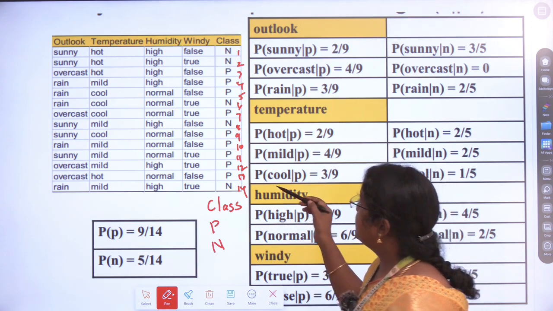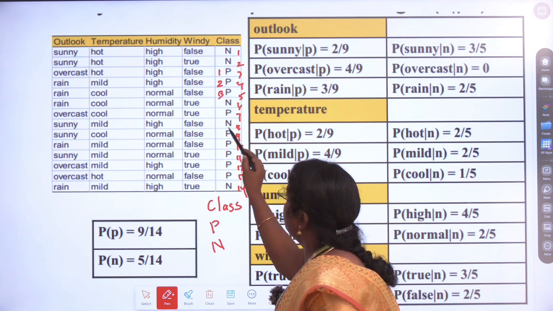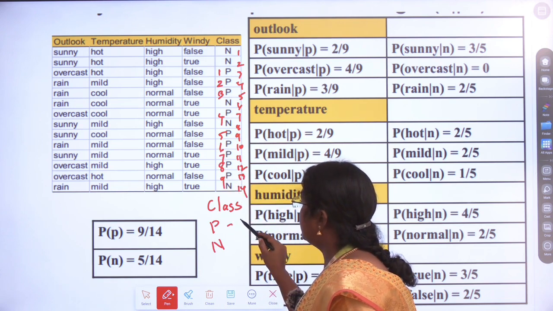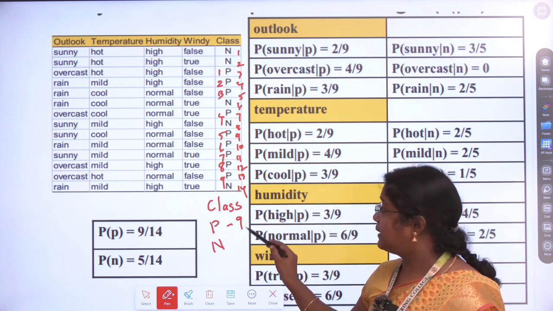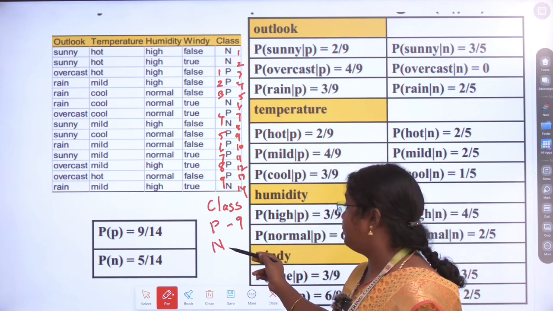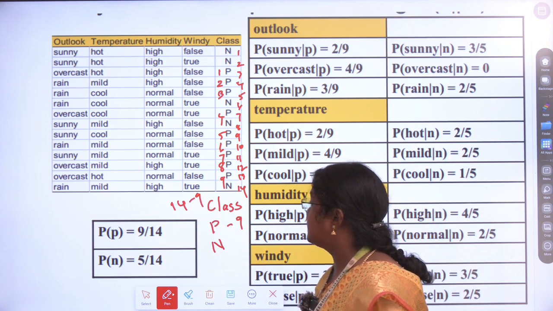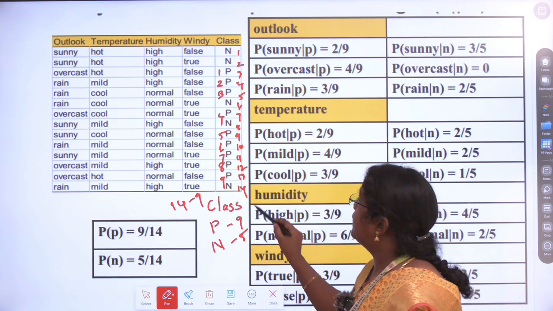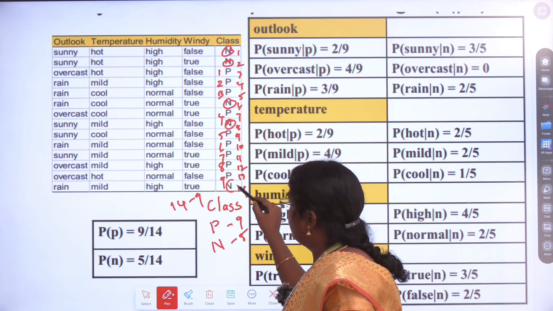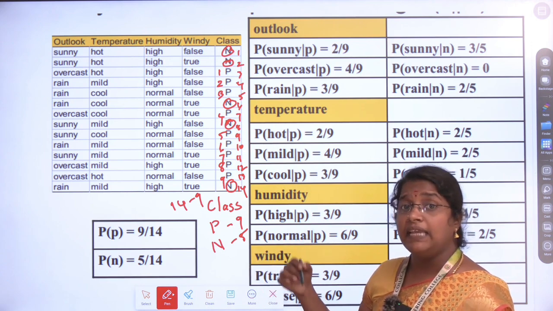We have to count the number of instances for the yes class. How many yes instances are there? 1, 2, 3, 4, 5, 6, 7, 8, 9. So the number of instances for the yes class is 9. Then how many instances are in the no class? We can directly calculate it. The total is 14, 14 minus 9 is 5. We can check the no class: 1, 2, 3, 4, 5. So this is how we calculate the frequency table for each attribute.